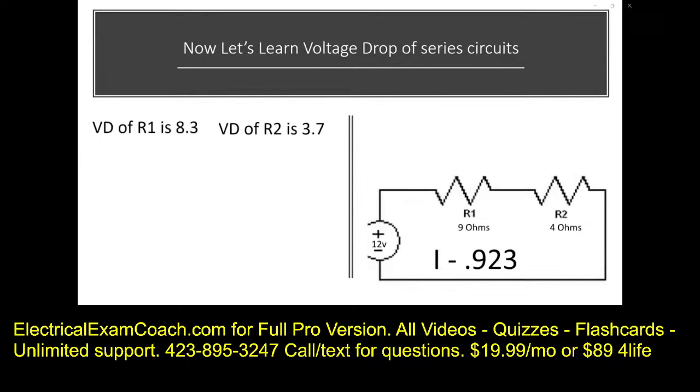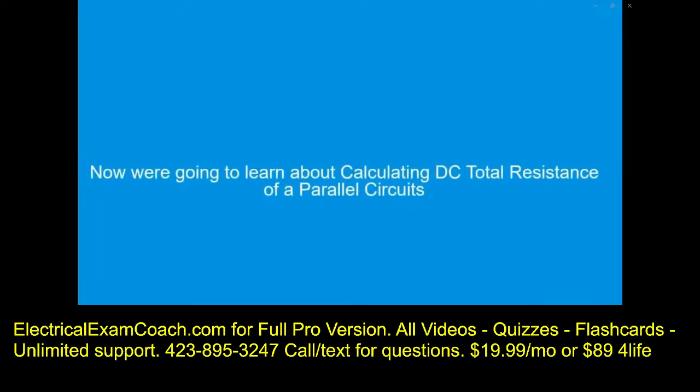Okay, a quick recap. The voltage drop of R1 is 8.3. The voltage drop of R2 is 3.7. 8.3 plus 3.7 is going to equal 12 volts. The voltage will be equal to the sum of the voltage drop across all resistors, and that's how you double check your work. Now we're going to learn about calculating DC total resistance of parallel circuits.